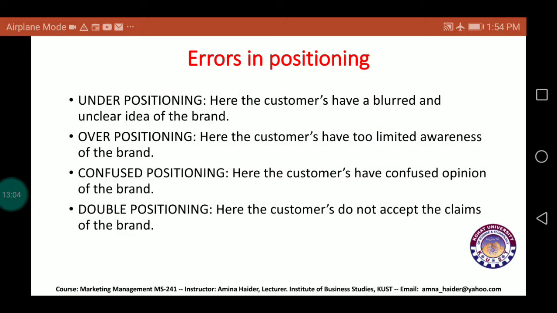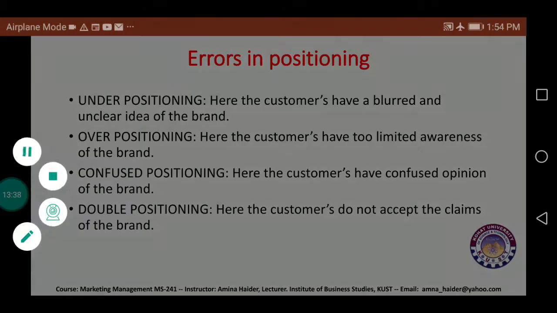Now let's see the definition of all four types of errors in positioning that we just discussed. Under positioning: here the customer has a blurred and unclear idea of the brand. Over positioning is when the customer has too limited awareness of the brand. Confused positioning: the customer has a confused opinion of the brand. Doubtful positioning: here the customer does not accept the claims of the brand.